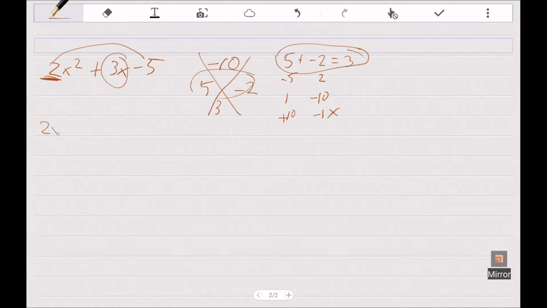So our 2x squared is going to stay there, and we're going to have to choose which way to write this. I'm going to write plus 5x minus 2x minus 5, just to demonstrate a point.